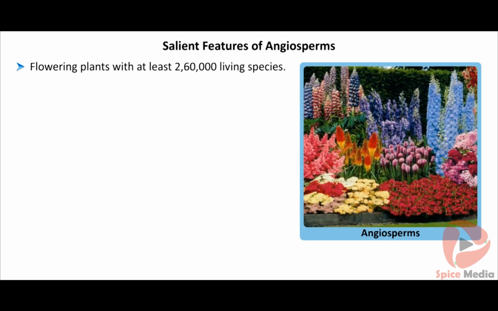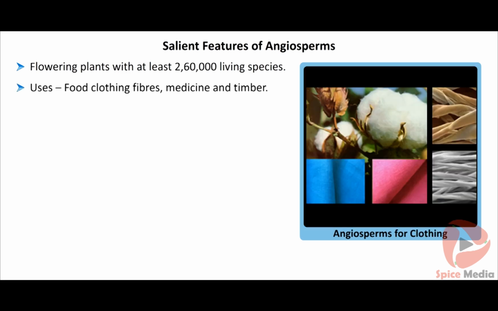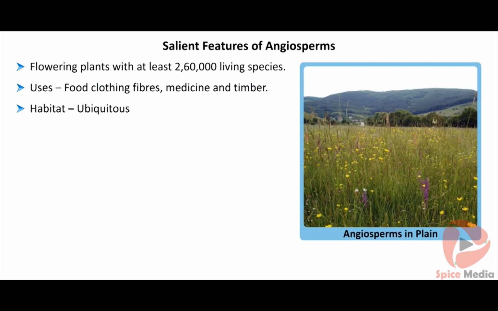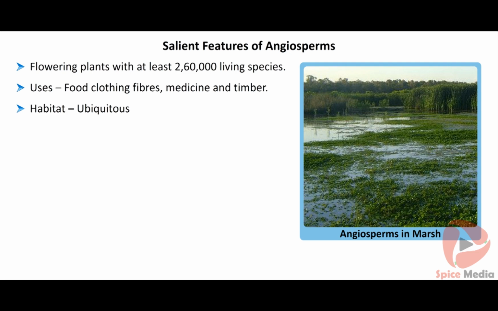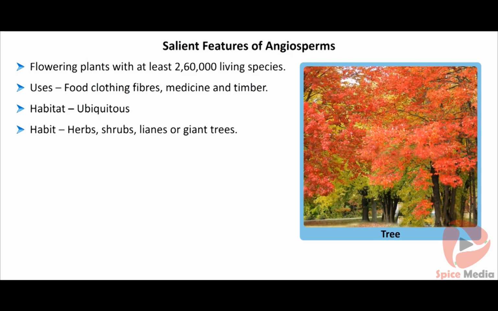Angiosperms are flowering plants which form a major group of seed plants with at least 260,000 living species. They are the sources for food, clothing fibers, medicine and timber. They are ubiquitous and occupy almost all the habitats on earth except some extreme environments. They can be small herbs, shrubs, lianes or giant trees.